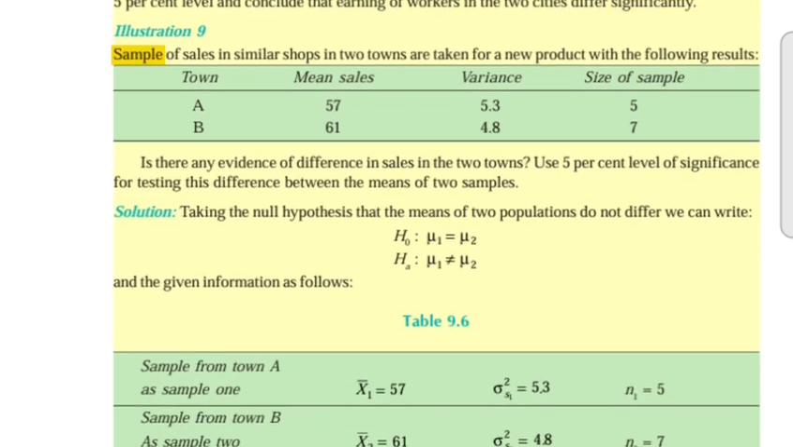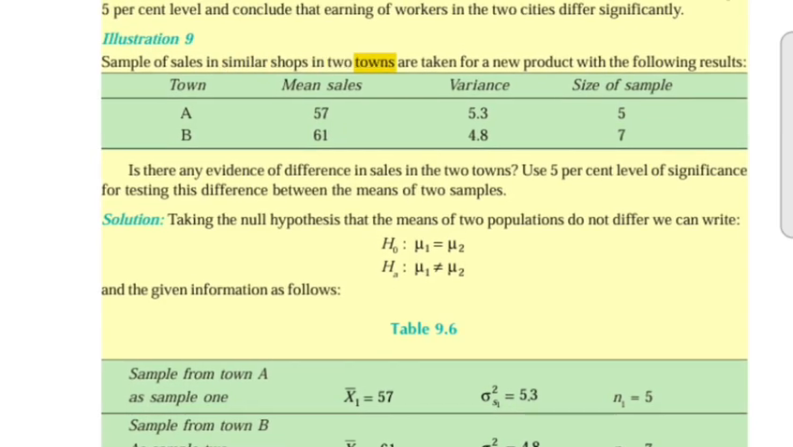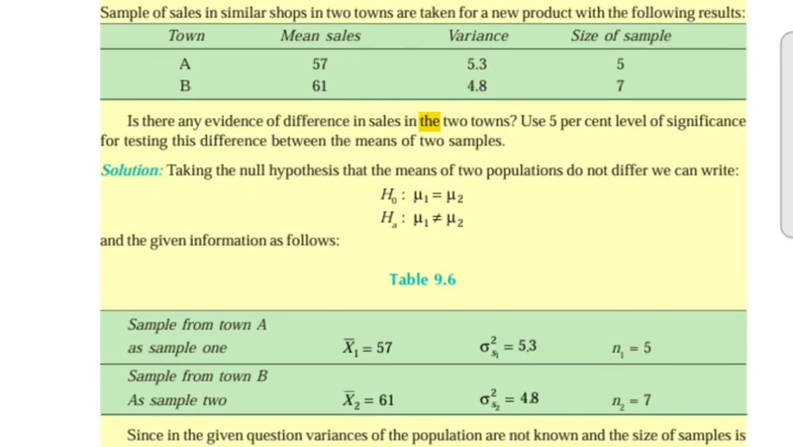Illustration 9. Samples of sales in similar shops in two towns are taken for a new product with the following results. Town A: mean sales 57, variance 5.3, size of sample 5. Town B: mean sales 61, variance 4.8, size of sample 7. Is there any evidence of difference in sales in the two towns? Use 5% level of significance for testing this difference between the means of two samples.